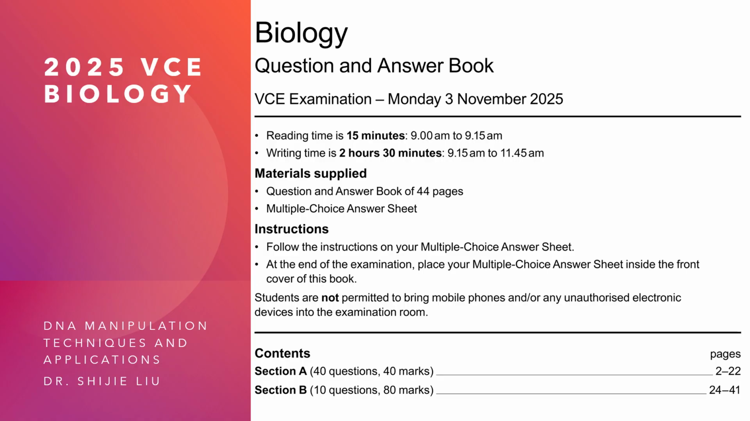Today's topic is DNA manipulation techniques and applications, as presented in the 2025 VCE Biology exam.